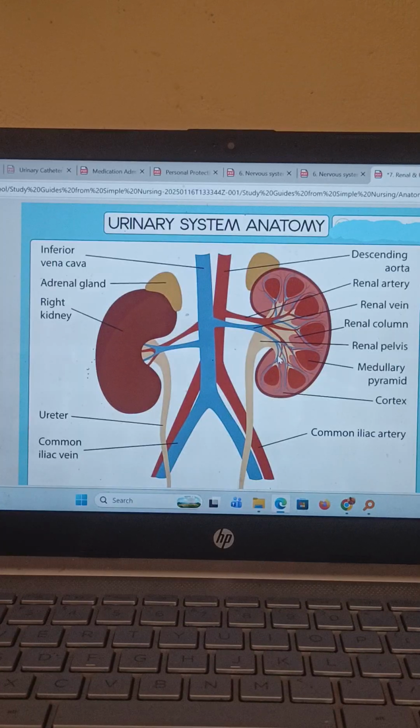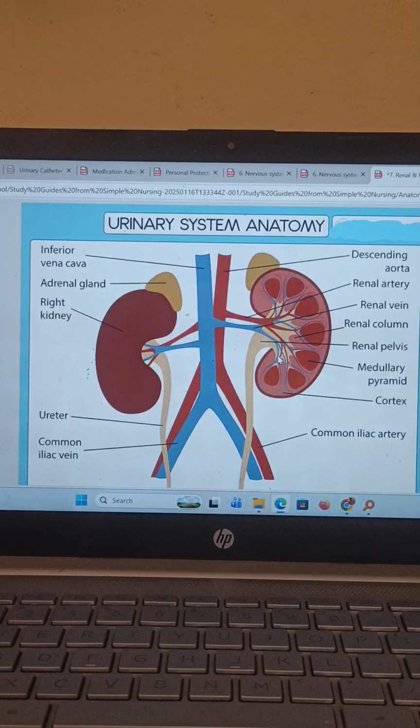Of other vessels, we've talked of the inferior vena cava, which joins the renal vein. Then we have the descending aorta, which branches further into the renal artery, entering the kidneys. Inside the kidneys, we have the cortex, the medulla, and other things. In case we do a video on the anatomy of the kidney, that's when we'll venture into it. We've also talked of the adrenal glands, which are above the kidneys. If you have free time, you can go and check their functions.